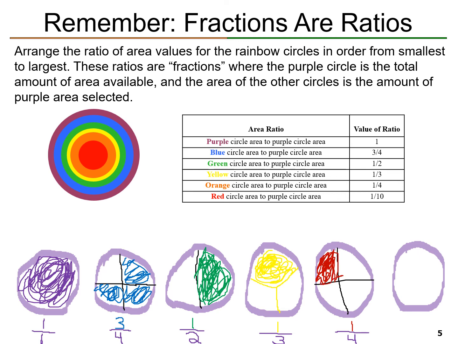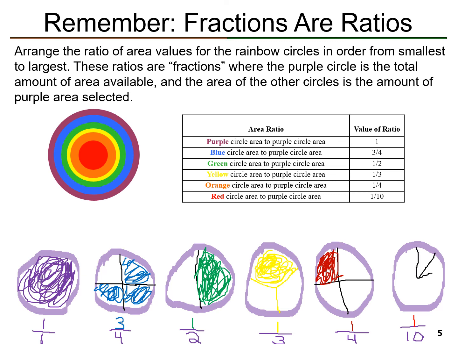Okay, and now for the last case, the red circle area to purple circle area, that's 1/10. So my denominator is 10. That's the total number of parts I'm going to divide the circle into, and the numerator is 1. So that's going to be how many parts I select. Now dividing this circle up into 10 parts is a little bit trickier, so bear with me. I'm going to do the best that I can.